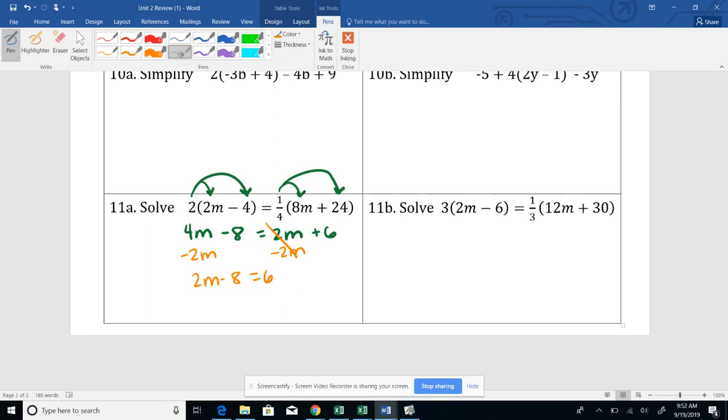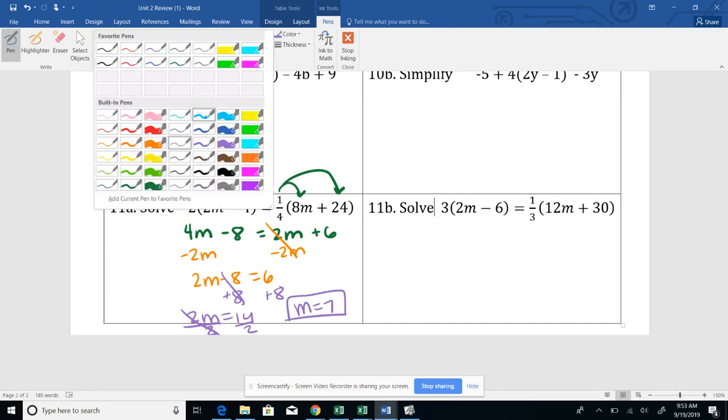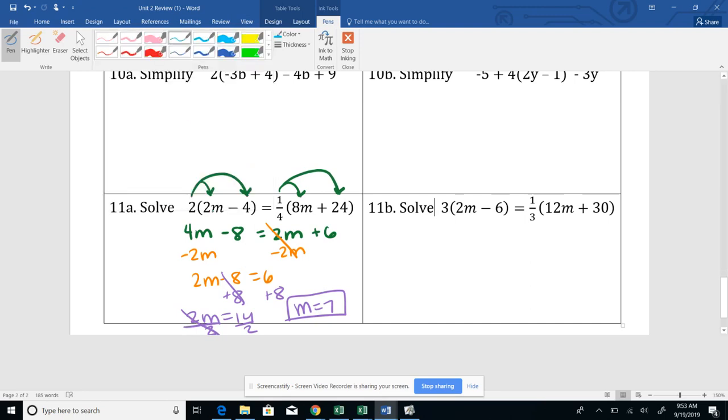We're going to add 8 to both sides. 2m is equal to 14. And divide both sides by 2, and m is 7. We can always check our answer. I know with some of these distributive property problems, we want to make sure that we did our signs right and everything with our negatives. So we can always check this answer very easily by substitution.